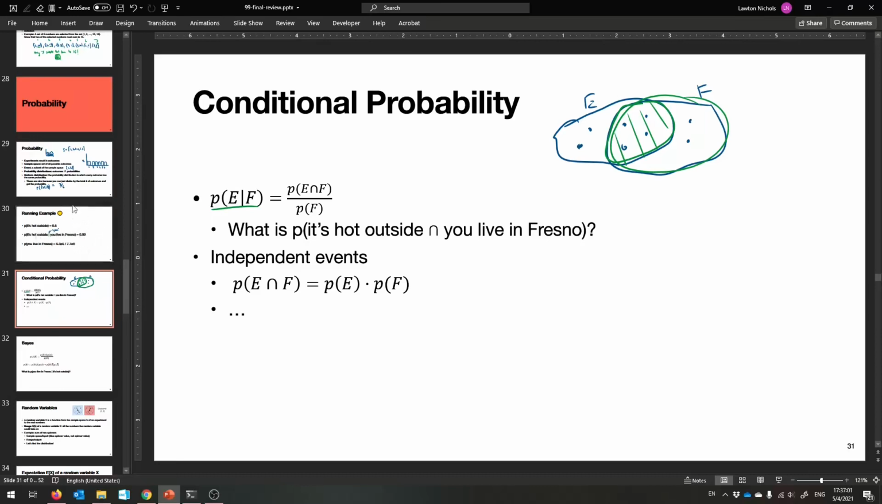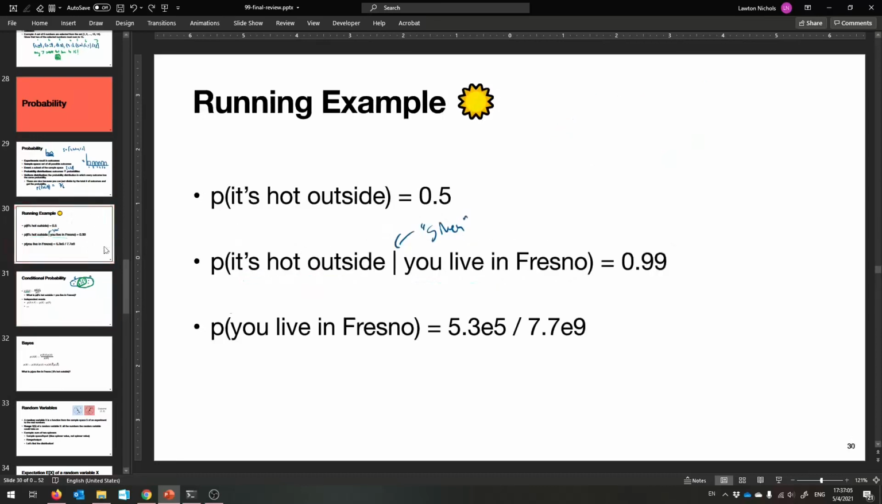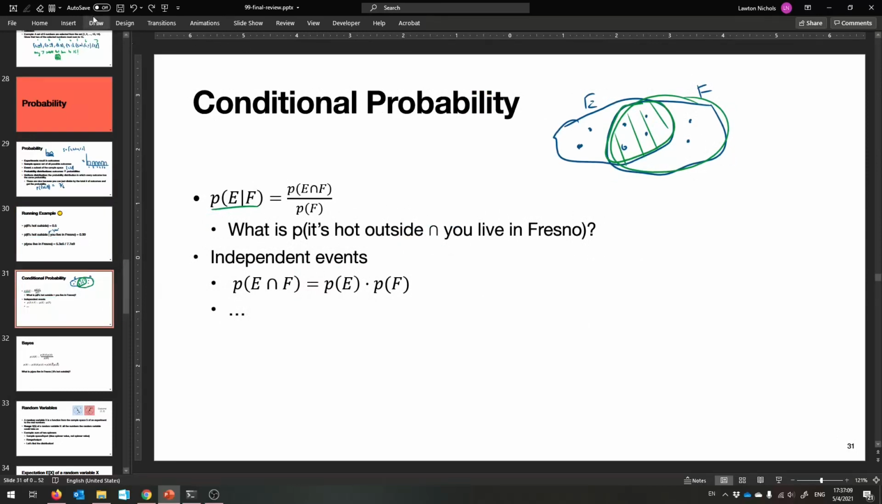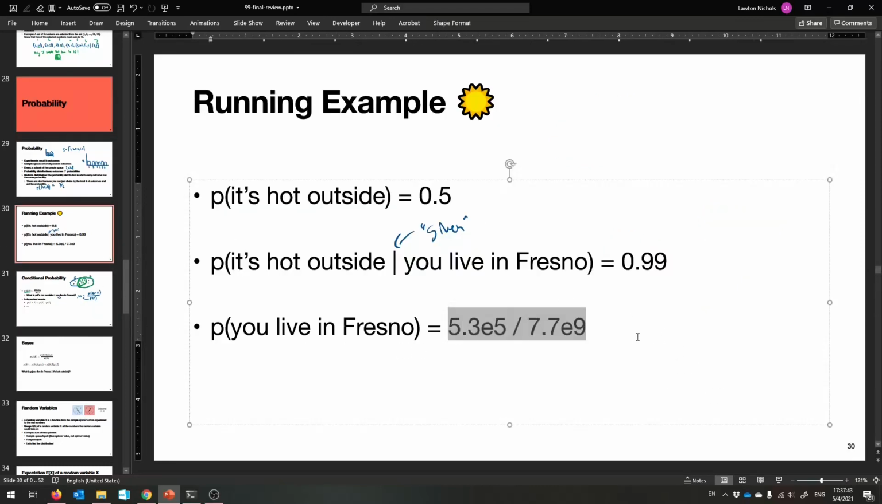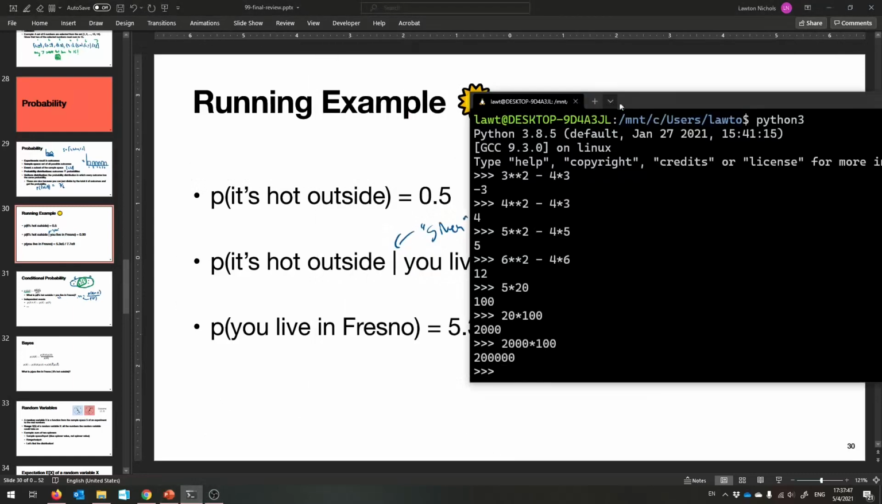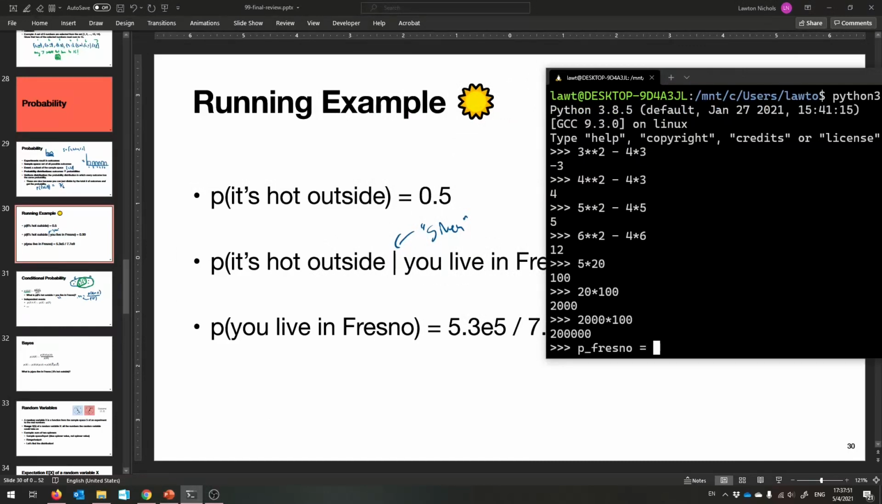You can use this. If I gave you P of it's hot outside given you live in Fresno, what is P of it's hot outside and you live in Fresno intersect? Well, it's just 0.99, which was the conditional probability. That is equal to P of hot intersect Fresno over P of Fresno, the probability that you live in Fresno. So if I multiply 0.99 by the probability that you live in Fresno, I get the answer. So let's say P of Fresno equals 5.3e5 divided by 7.7e9.